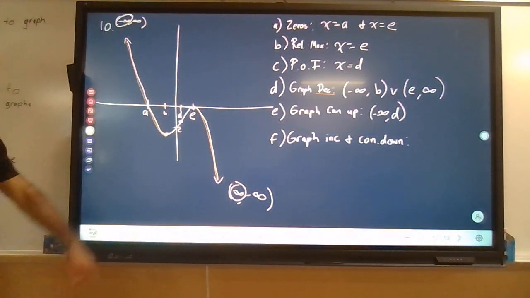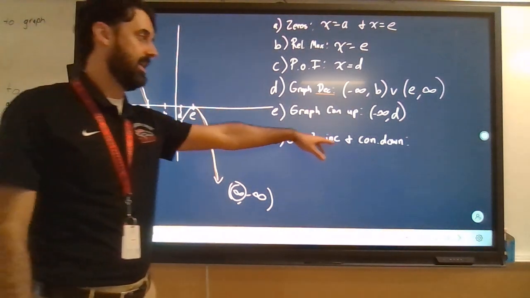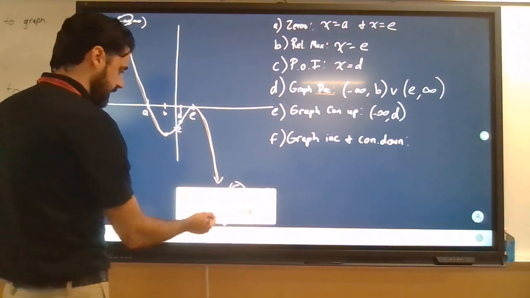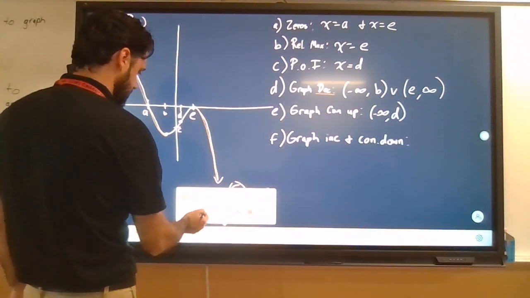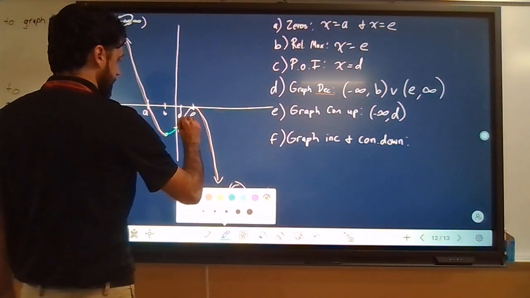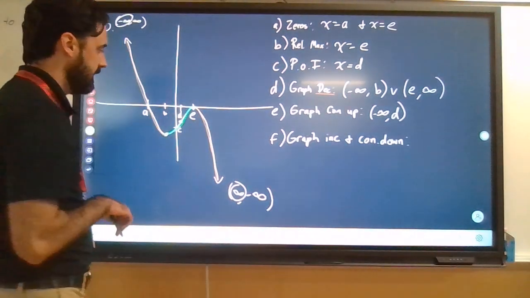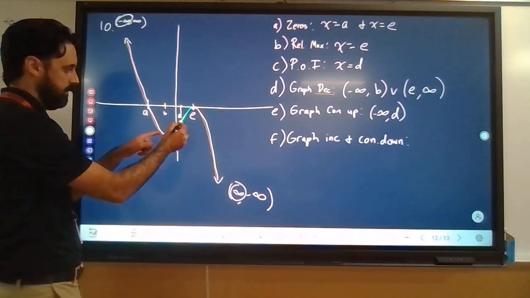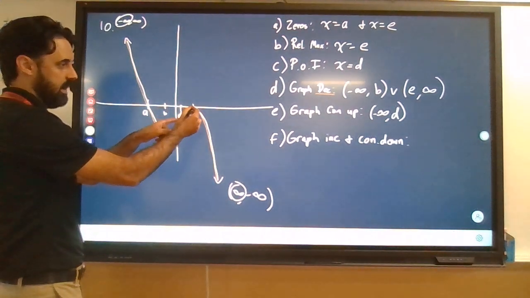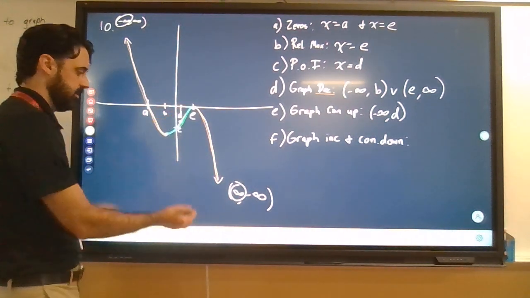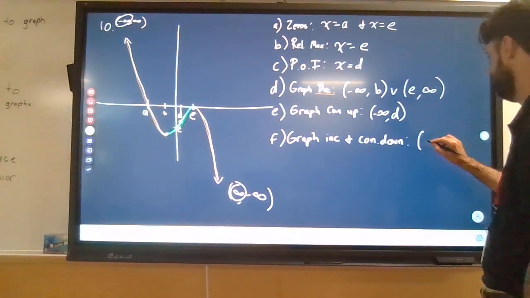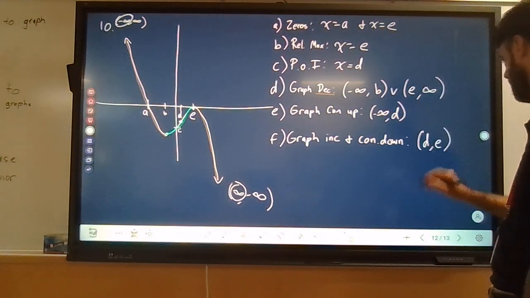All right, this next part is asking when the graph is both increasing and concave down at the same time here. So when is our graph increasing? Let's go with green here. It's increasing in this section, but it's not concave down the whole time. The first half of this is concave up. This portion right here, the graph is concave down and the function is increasing. So we're going to answer from D to E.